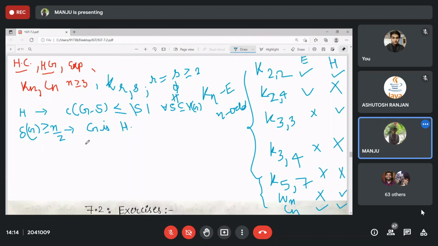Another one: G is a simple graph, and there exist two non-adjacent vertices U and V, not present as an edge in G. Then G is Hamiltonian if and only if G plus UV is Hamiltonian, right? Now this implies G plus UV is Hamiltonian, since UV was not present in G.